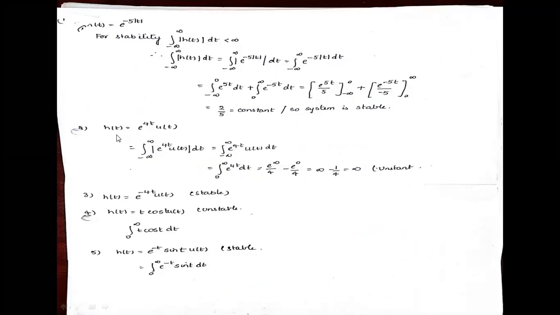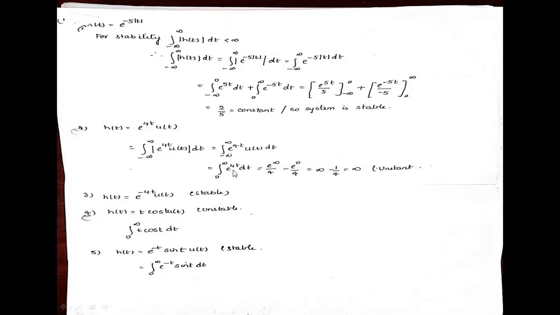And the second one, we can see h of t is equal to e power 4t into mu of t. So apply here the condition for stability: integral from minus infinity to infinity of h of t dt is less than infinity. E power 4t into mu of t dt. Substituting mu of t as 1, the limits become 0 to infinity, of e power 4t dt.